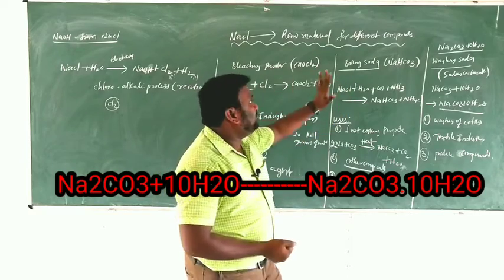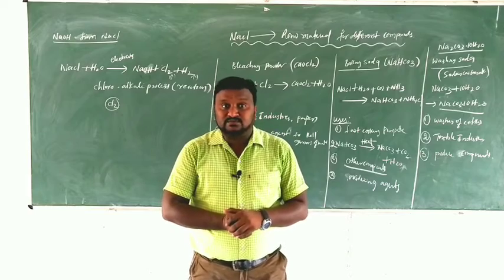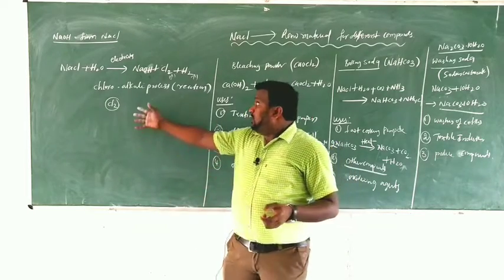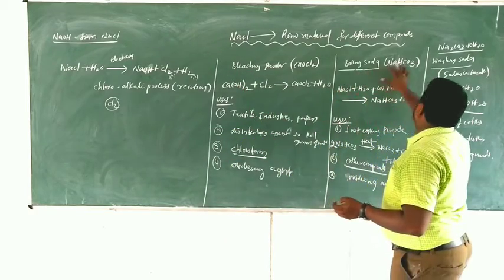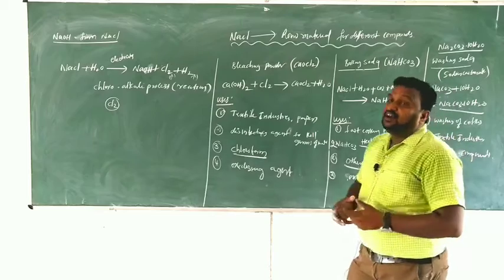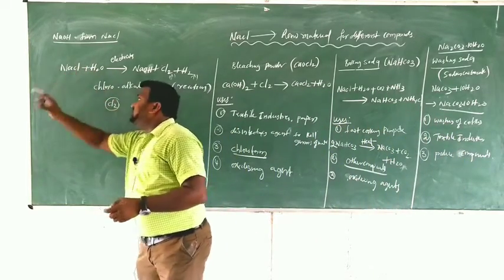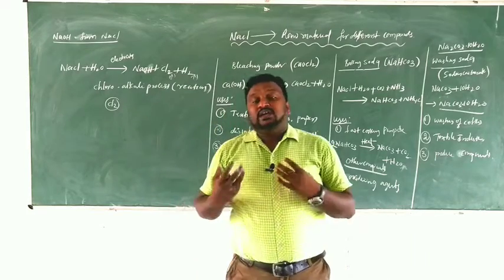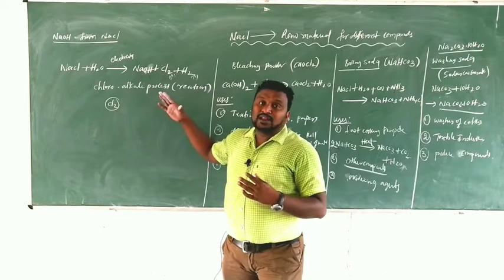So these are the simple examples of bleaching powder, baking soda and washing soda. So children, see once again very carefully. Here on this board what we have, bleaching powder and baking soda and washing soda, all are derived from common salt, that is NaCl. Clear children?